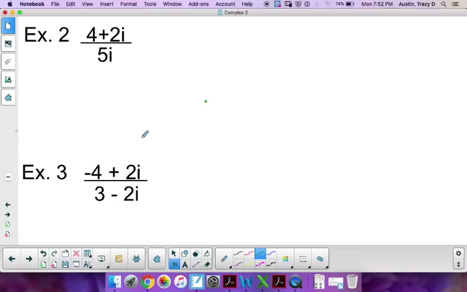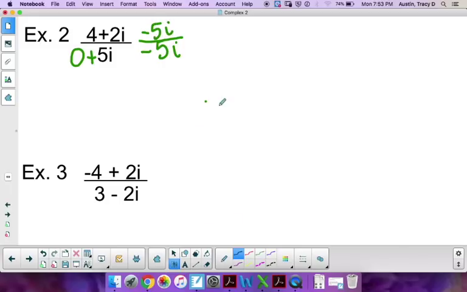And again, pause the video if you want and work through it and then come back and see if you get it right. So the conjugate of this one, well, remember that if it only has the i piece, it's like saying 0 plus 5i. We're only changing the imaginary number, so the conjugate of that is just negative 5i. And again, top and bottom.